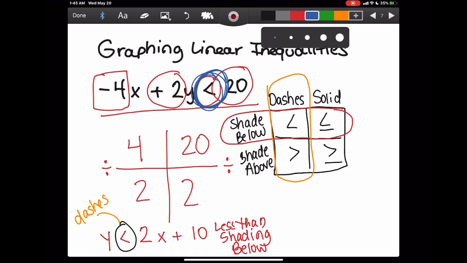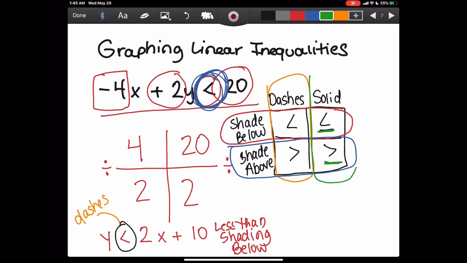If you have greater than or greater than or equal to, you're going to be shading above the graph. This is how you read this chart here. And if you have less than or equal to or greater than or equal to, so if that or equal to sign is underneath, that's how you know that you're going to be using a solid line to connect your points on your graph.